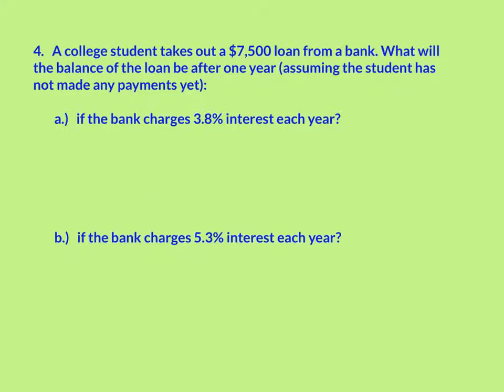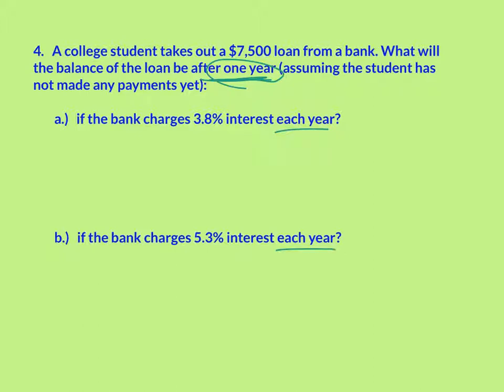Next, a college student takes out a $7,500 loan from a bank. What will the balance of the loan be after 1 year, assuming the student has not made any payments? Okay, so they give us 2 different interest rates to see how this works out. So after 1 year, the bank charges 3.8% interest. 1 year. That's all we're looking at. Even though these say each year for both of these, we're just looking at that first year.